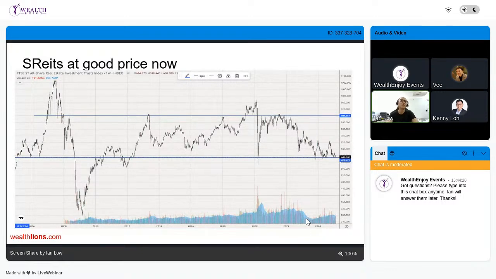I totally agree with Kenny. I feel that REIT is at a good price now. I'll share with you how I invest. If I can explain in one sentence, Kenny is doing a top down, and I'm doing a bottom up. But eventually, in choosing the REITs that we go in, over here is closer to the low. It is the best time now.